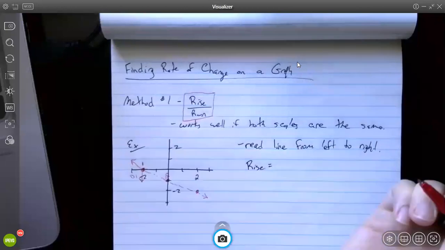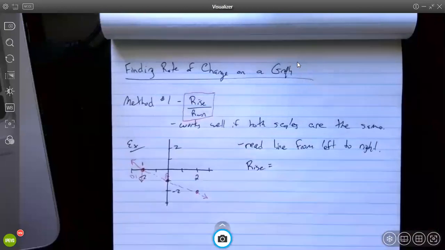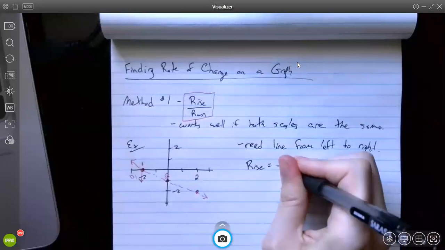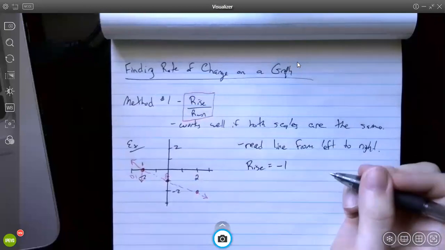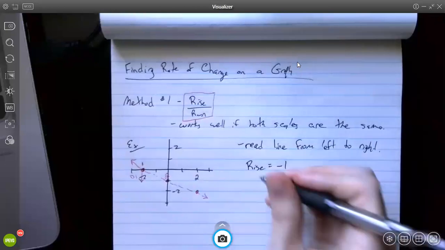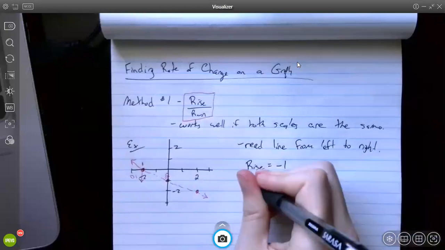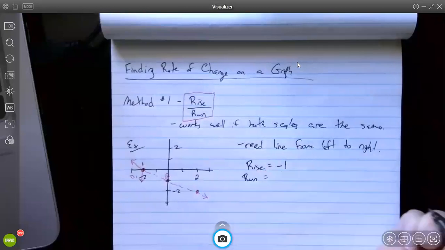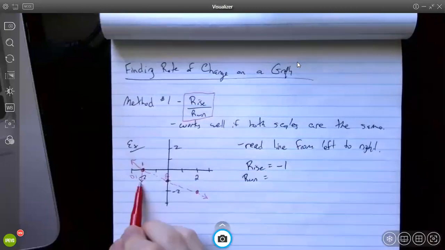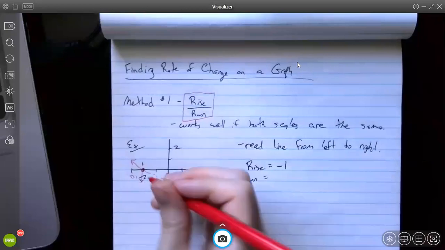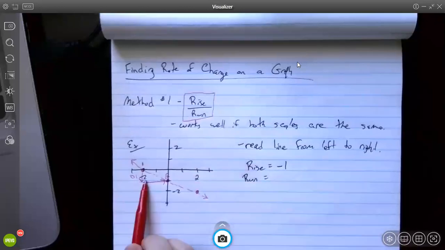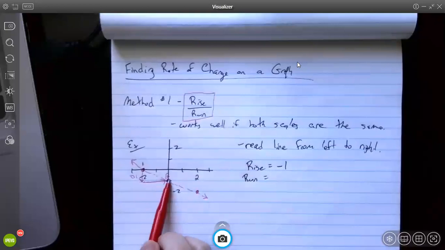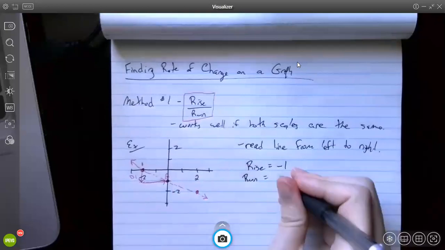Down 1. And the way we represent down 1 is with a -1. Anytime you go up, it would be positive. Going down would be negative. And then my run is just going to be from the left to the right. How many spaces over do I have to go to get from my first point to my second point? And the answer is 2 spaces. So my run is 2.